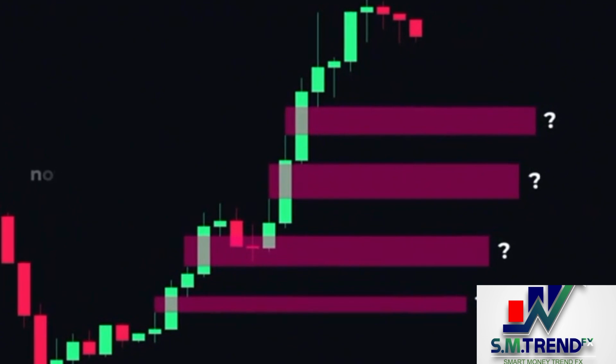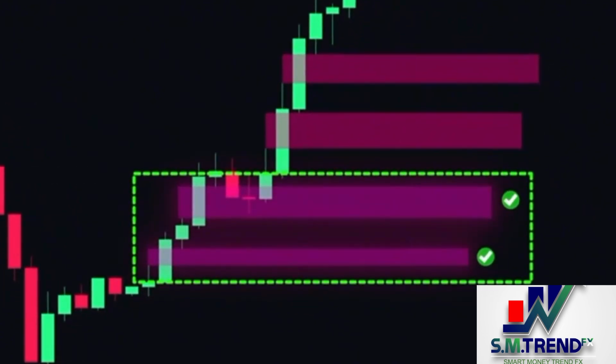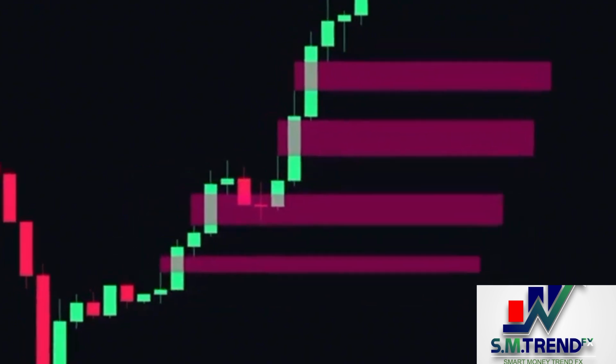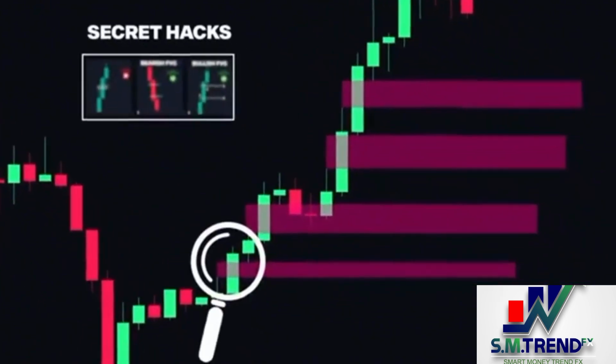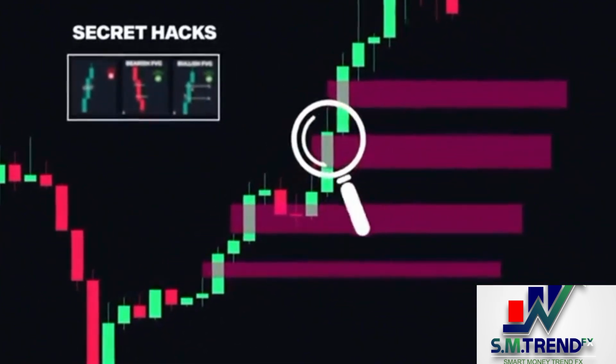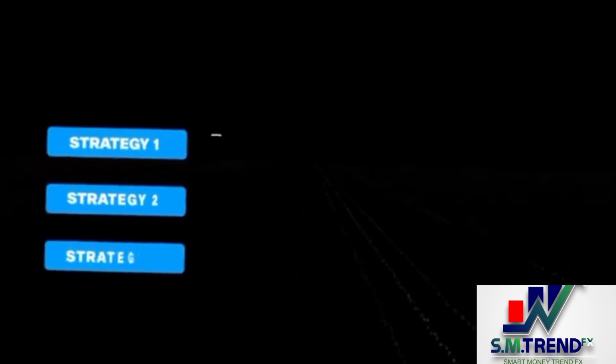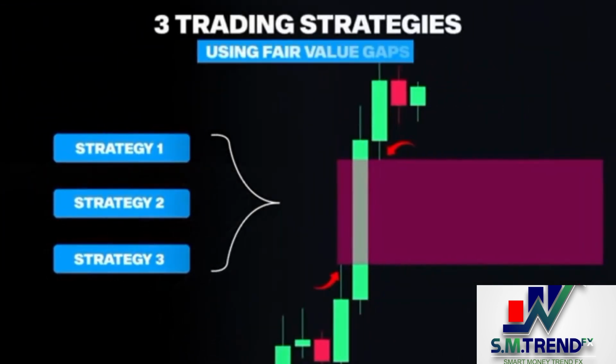But here's the truth. Not all fair value gaps are equal. Some have a much higher chance of being profitable than others. In this video, I'll reveal the secret hacks to help you spot which fair value gaps have the highest chance of success. And as a bonus, I'll also reveal the top 3 trading strategies using the fair value gaps that I use to land consistent profits. So without further ado, let's dive in.